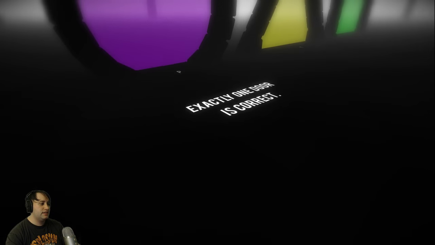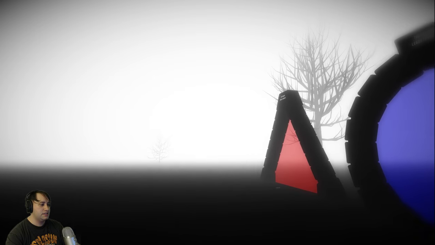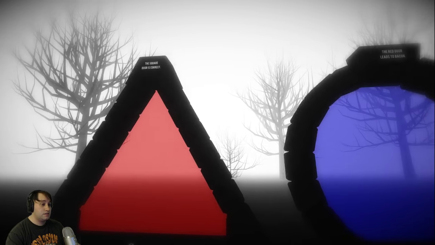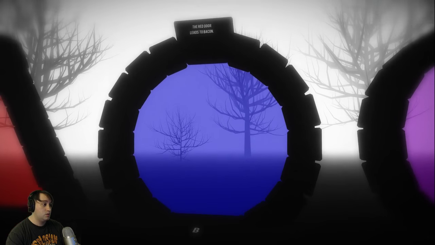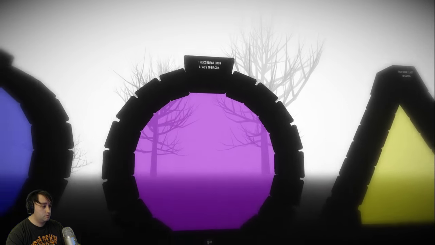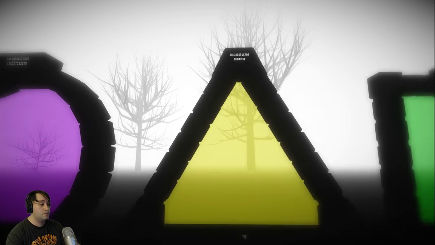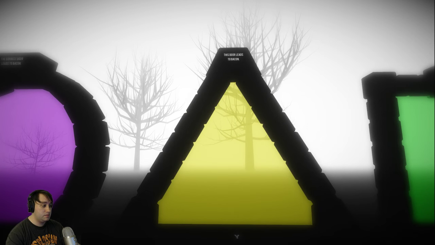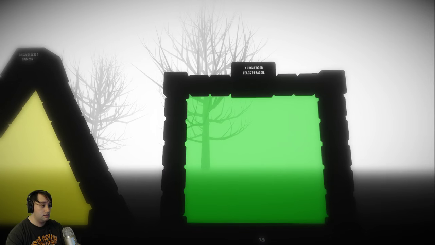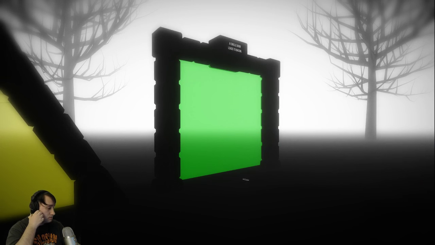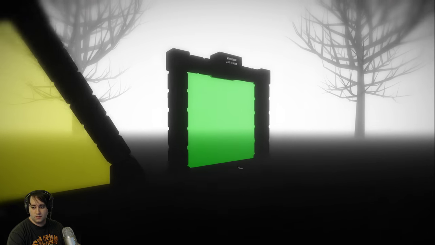Cool. Ah, there's more. There's five of them. Exactly one door is correct. Okay, that's a little bit easier, I think. So, the square door is correct. The red door leads to bacon. The correct door leads to bacon. This door leads to bacon. And a circle door leads to bacon. All right.